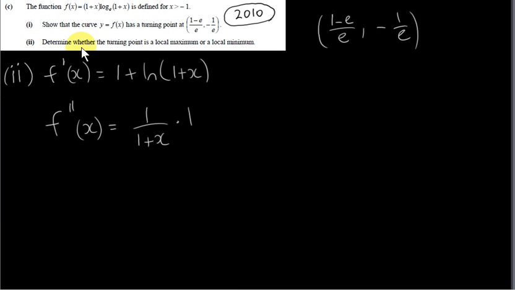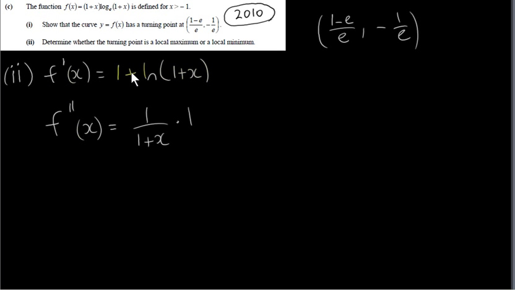In part 2, we want to determine whether the turning point is a local max or a local min. Now, as I explained in a previous video, to determine the nature of a turning point, we need to consider the second derivative of the function at the x value of the turning point. If the second derivative is positive, we have a local minimum. If the second derivative is negative, we have a local maximum.